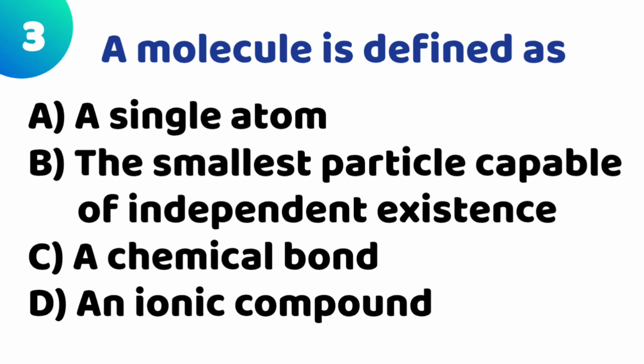Third case. A molecule is defined as option A, a single atom, option B, the smallest particle capable of independent existence, option C, a chemical bond, option D, an ionic compound. The correct answer is option B, the smallest particle capable of independent existence.